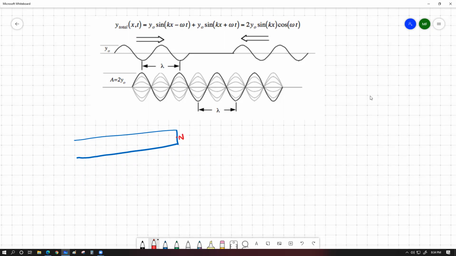And the open end is always going to give us an antinode because at the open end, we're going to place the source where the particles are most free and they can vibrate pretty easily. So this is the very basic scenario that we're going to have: antinode on the open end and node on the closed end.